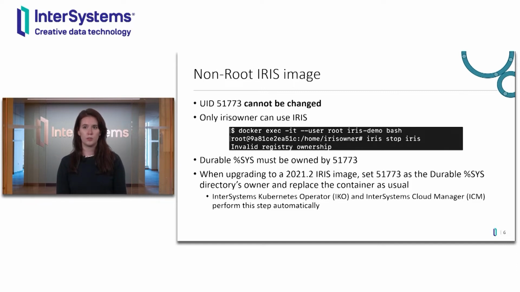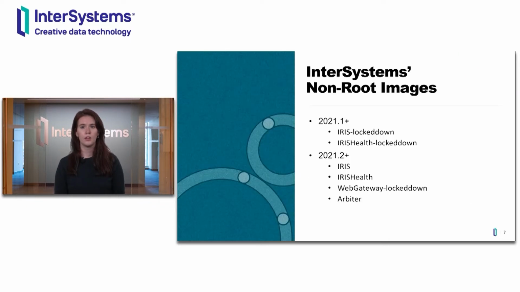The volume mounted for durable sys, that's our feature for persistent data storage in containers, if you're not familiar, must be writable by 51773 because IRIS won't be able to store data there if it's only writable by root or any other user. If you're planning to upgrade to an IRIS 2021.2 image, simply set 51773 as the owner of your durable sys directory for the older IRIS image and mount that directory with your new container. If you're using the InterSystems Kubernetes operator or InterSystems Cloud Manager, this step will be done for you. I'll cover an upgrade in my demo, so you can check it out for yourself.